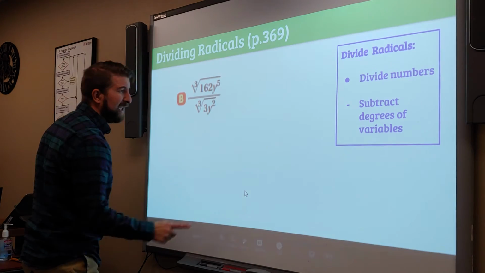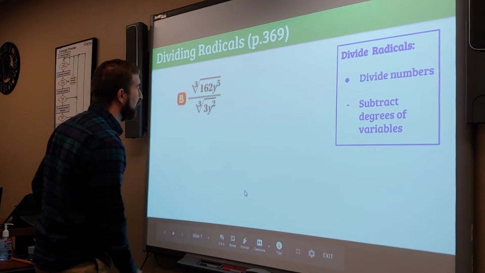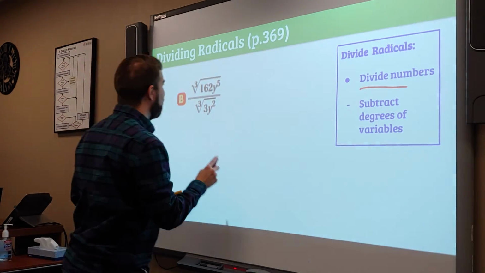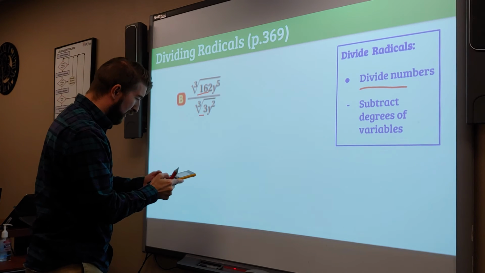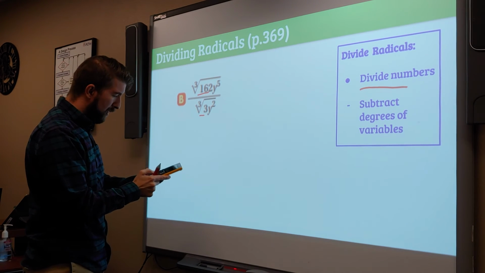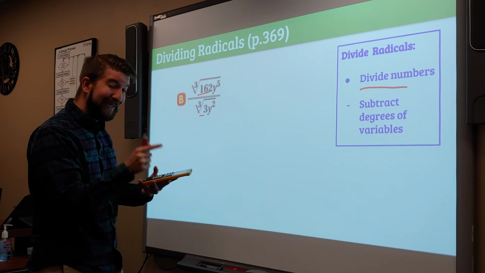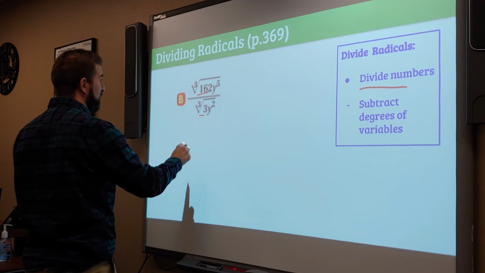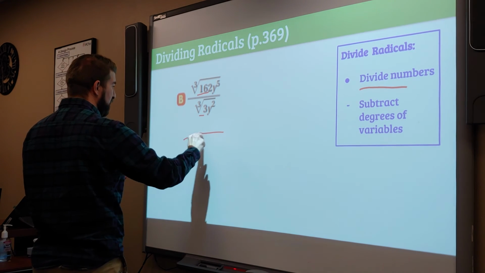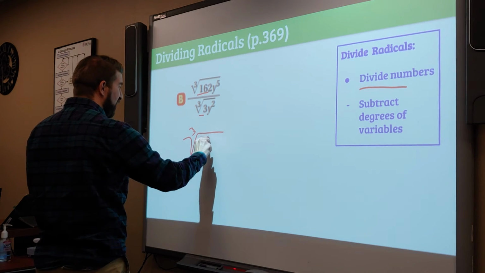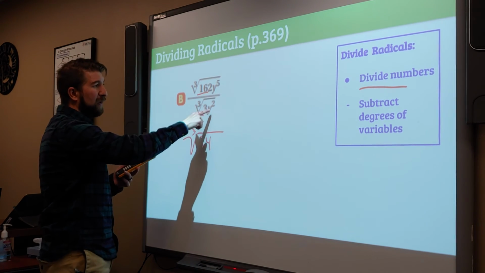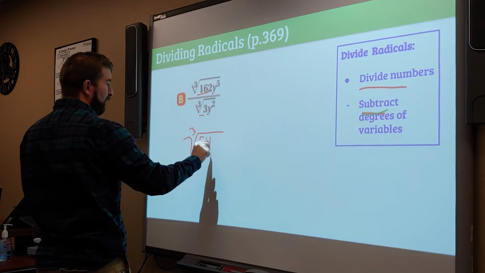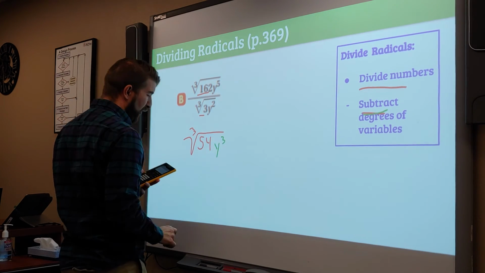I think we have one example of this, and so we'll look at this really quickly. So I'm going to divide the numbers. That's my first step. Divide the numbers. I have 162 and 3, so I'm just going to grab my calculator. And I hope you are seeing that in this particular lesson, you are going to need a calculator. So 162 divided by 3 becomes 54. So I'm going to rewrite this as the cube root of 54, and then y to the 5th, y to the 2nd, I'm going to subtract. I'll do a different color for that. I'm going to subtract, and that's going to give me y to the 3rd.